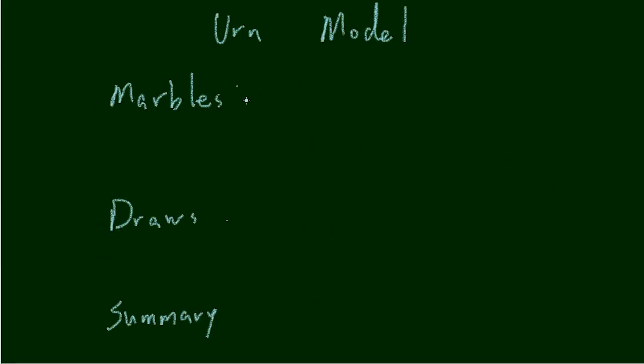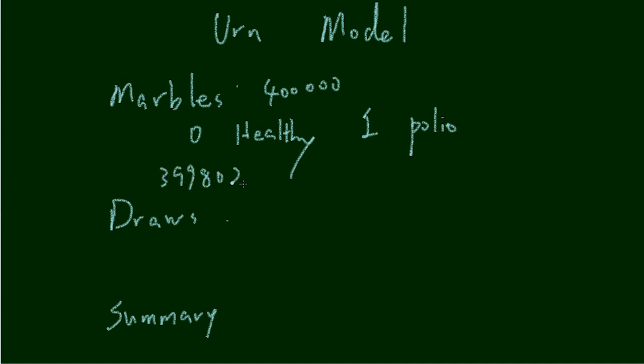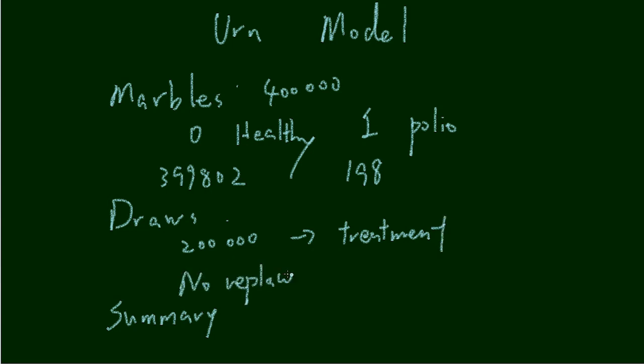So what's the urn model in this case? Well, we have 400,000 marbles since we have one for each child. We can say the marble is 0 for the healthy children and the marble is 1 for those who got polio. In that case, we have 399,802 marbles that are labeled 0 and 198 labeled 1. We're going to make 200,000 draws, and those will go into the treatment group, meaning they got the vaccine, and we're going to draw with no replacement since we cannot give a child the same treatment. And to summarize, we're just going to sum up the draws.